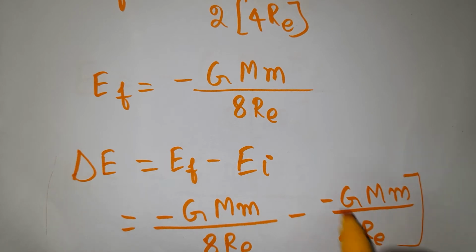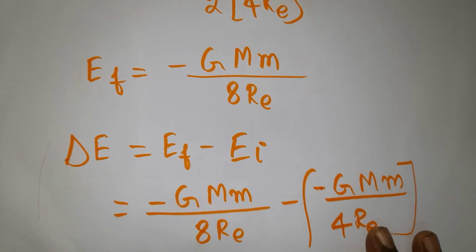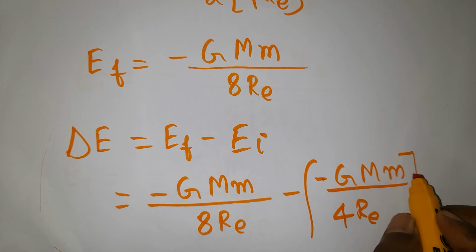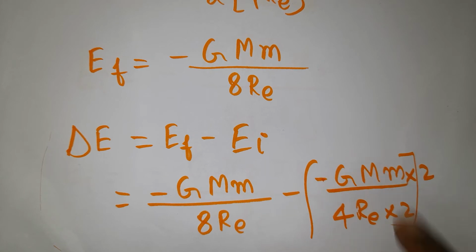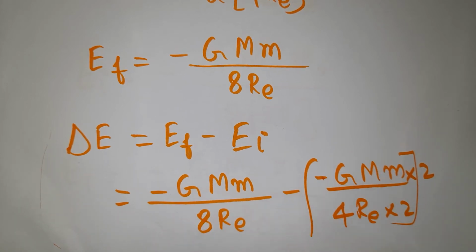Okay, so minus minus will become a plus. I am going to multiply 2 in the numerator and 2 in the denominator, because then I can get a common LCM. The common LCM is 8 Re, so the denominator becomes 8 Re. Here it is x, here it is 2x. So minus x plus 2x, we will get the answer as x.